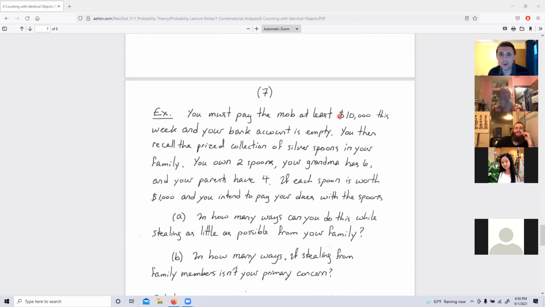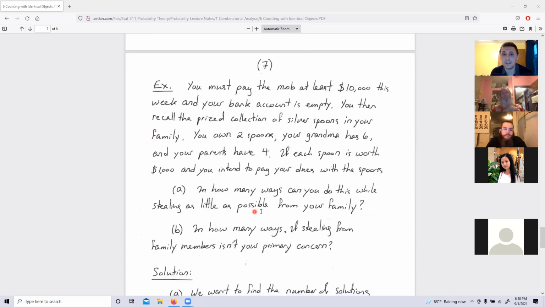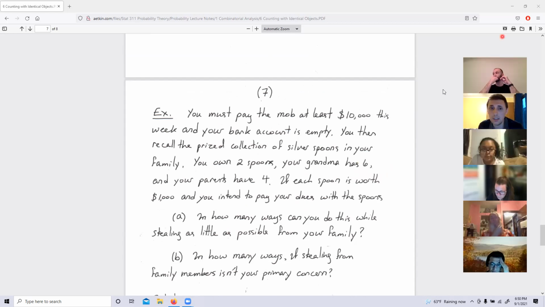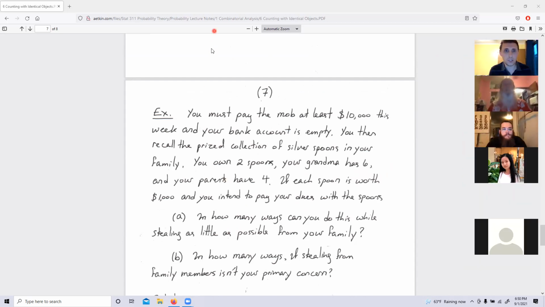You must pay them all, but at least $10,000 this week, and your bank account is empty. You then recall the prize collection of silver spoons in your family. You own 2 spoons, your grandma has 6, and your parents have 4. If each spoon is worth $1,000 and you intend to pay your dues with the spoons, how many ways to do that where you take as little as possible from your family? In other words, you commit your own spoons. That's all I mean by that, right? You use all your spoons, and then you decide how many more to use, right? So yeah.